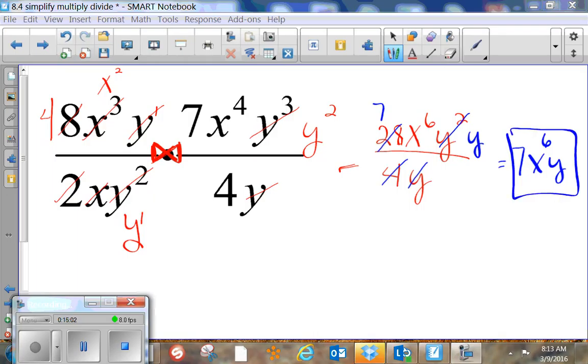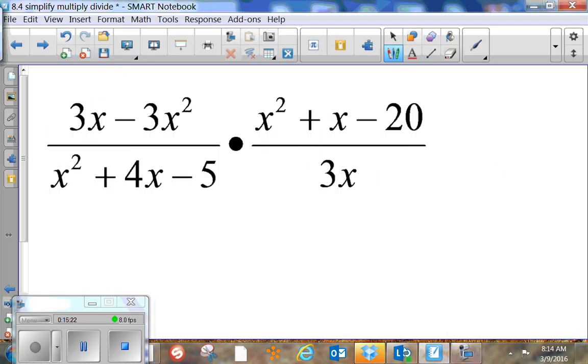Yeah. And notice, when you have all factors, make sure to put your variables in alphabetical order. Don't put 7y x squared or x to the 6th; put them in alphabetical order. So not scary, right? Okay.